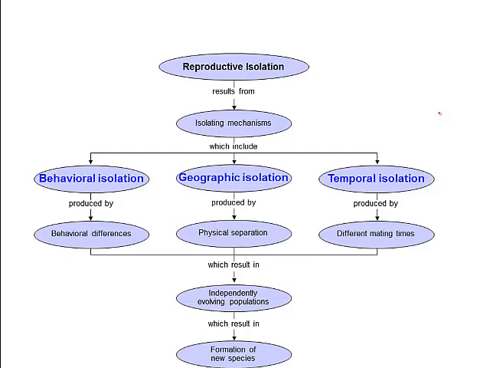So here are our three types of reproductive isolation. Once again, these are all isolating mechanisms, so we're going to take one group and we're going to separate it. They can be separated behaviorally, geographically, or temporally. If any of those or any combination of those happen, you will end up with independently evolving populations, and that will eventually lead to the formation of new species. Remember, this whole formation of new species takes millions of years to happen.